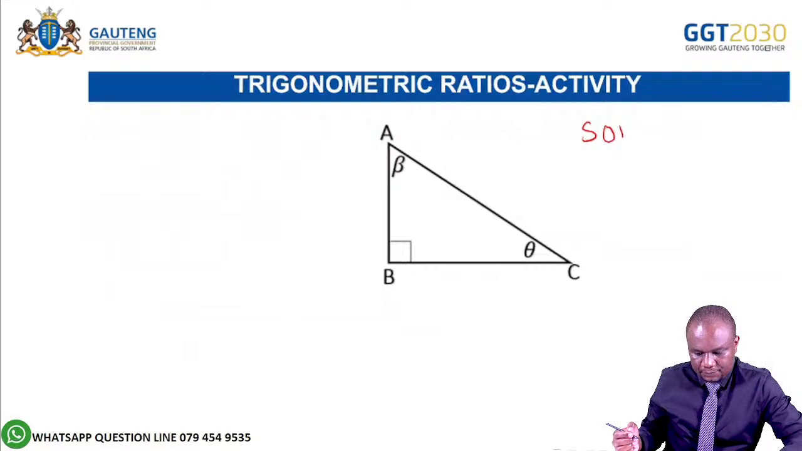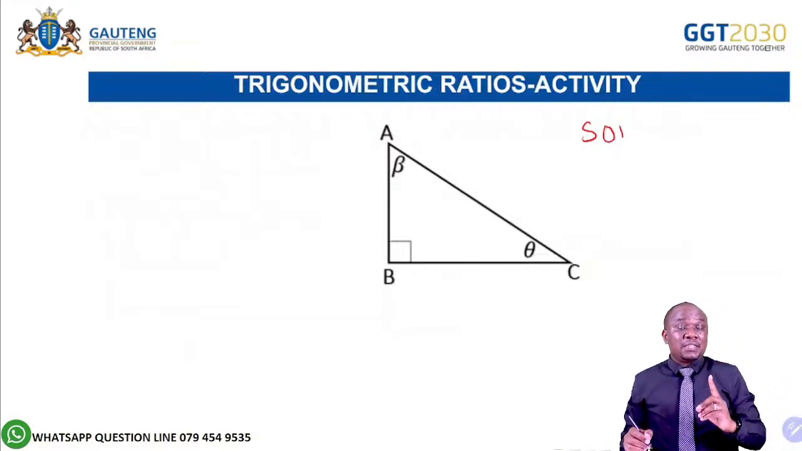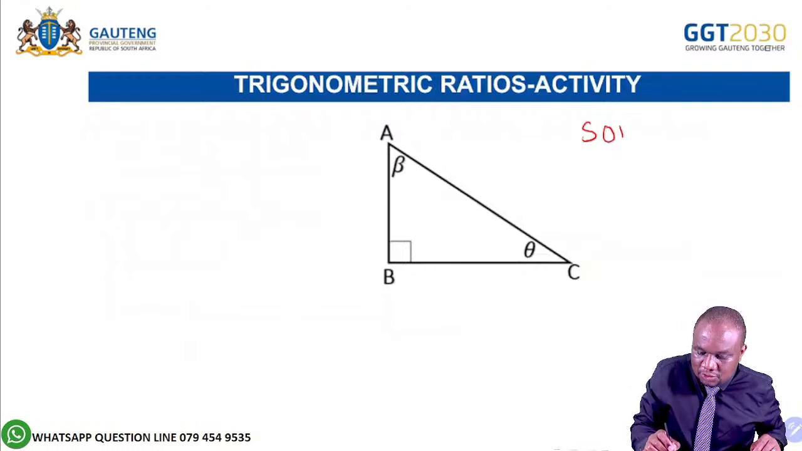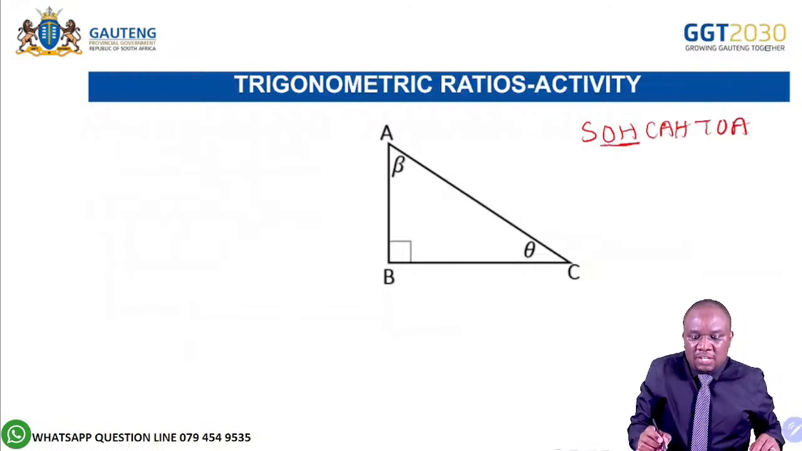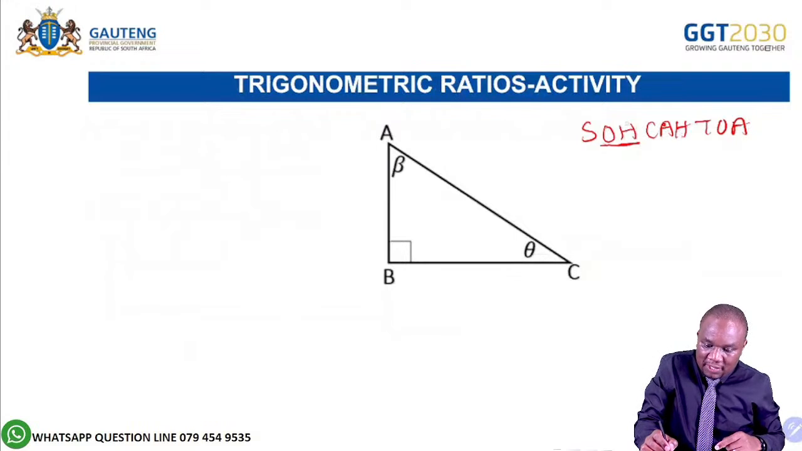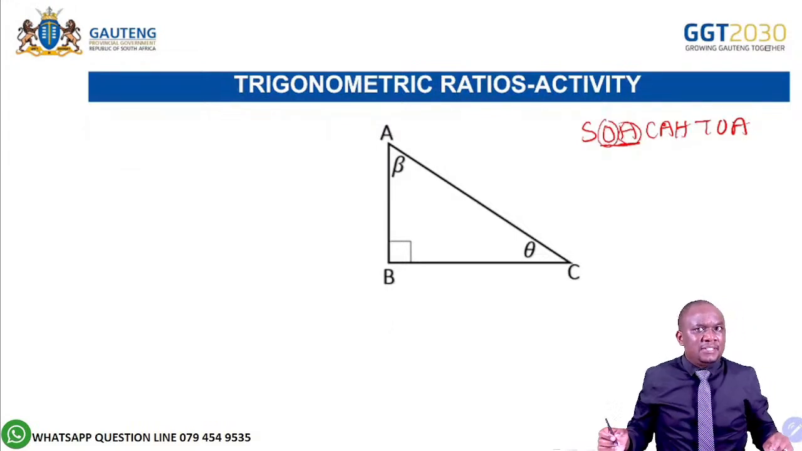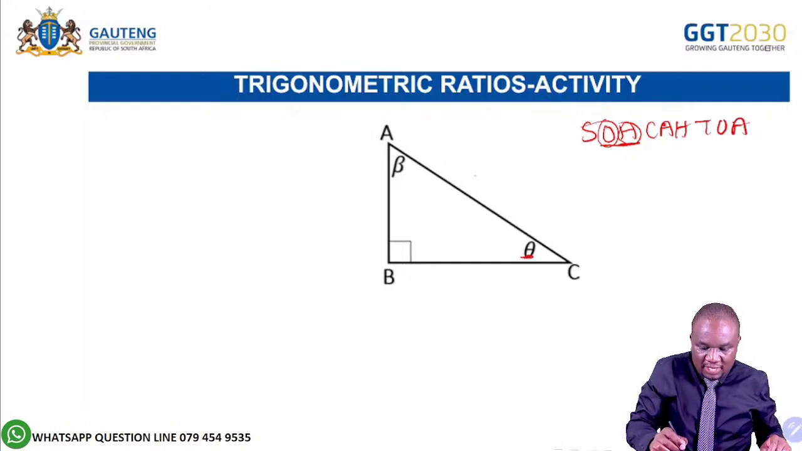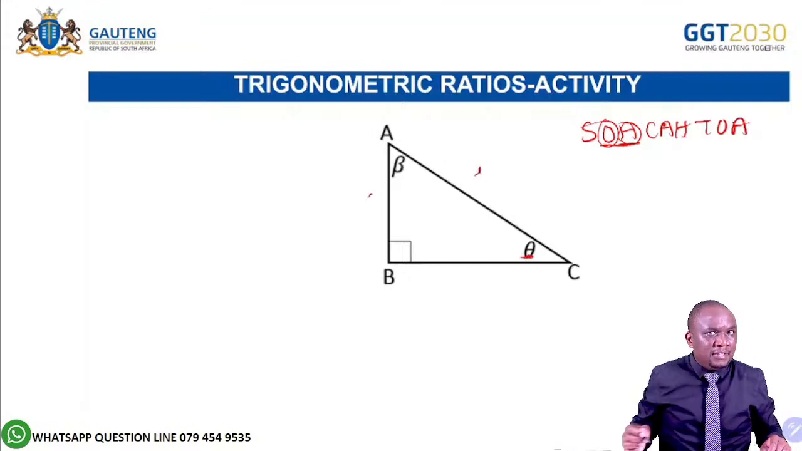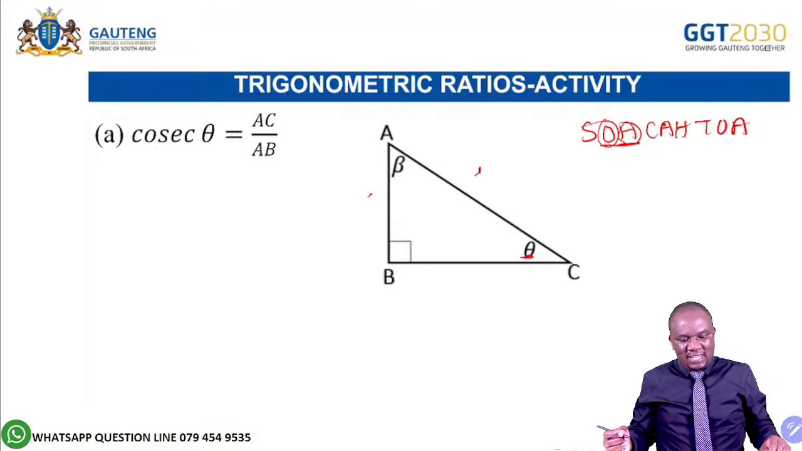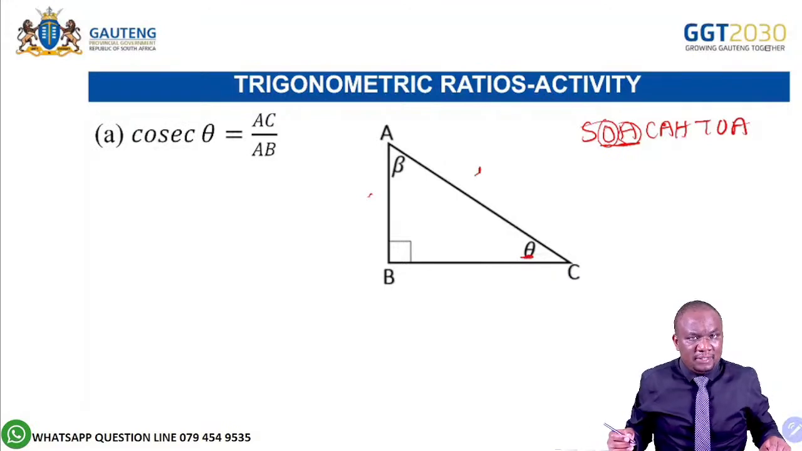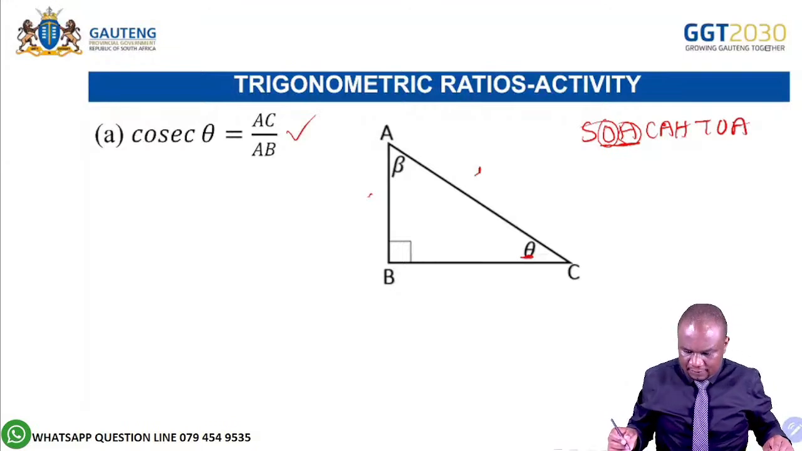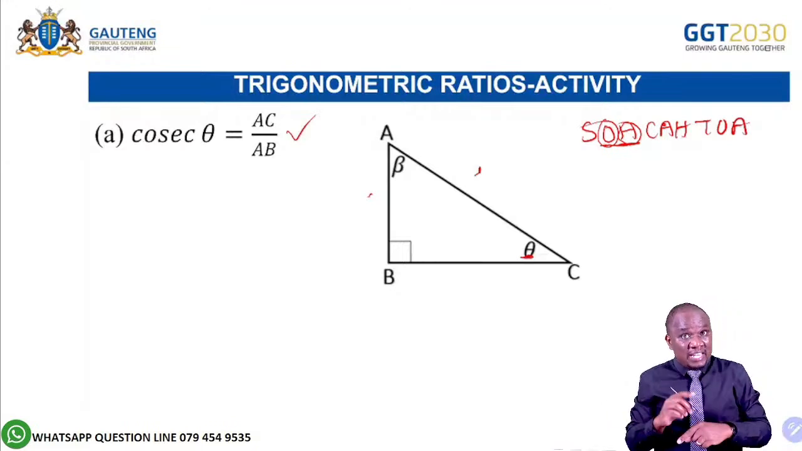Okay. Right. Cosec theta is the reciprocal of sine theta. Sine theta is opposite over hypotenuse. So it means the reciprocal is going to be hypotenuse over opposite side. You see that? So for theta, hypotenuse AC, opposite side AB. So it's going to be AC over AB.